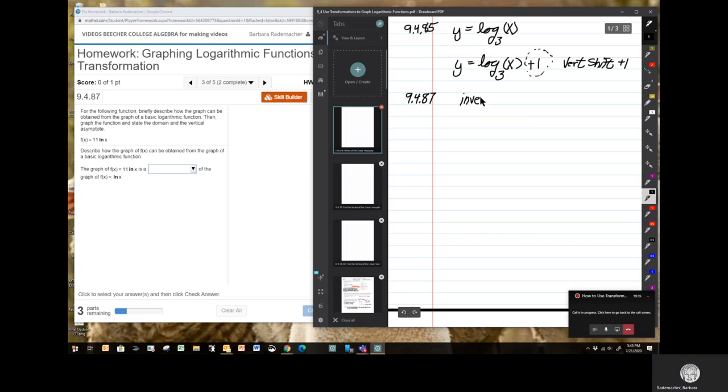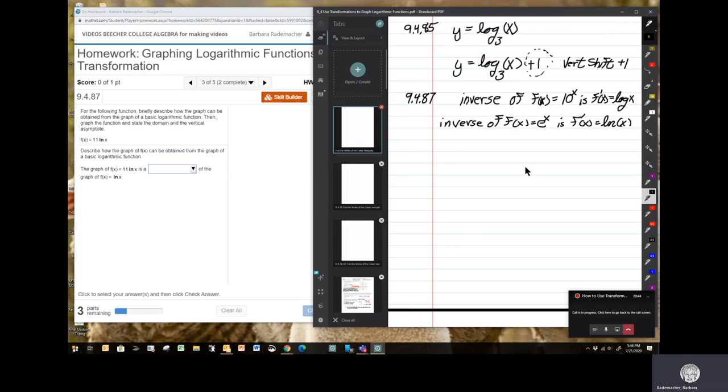The inverse of f of x equals 10 to the x is f prime of x equals log x, where the 10 base is understood. Now the inverse of f of x equals e to the x, e is a number that's about 2.7, is f prime of x, or g of x, or h of x, whatever you want to call it, equals the ln, the natural logarithm of x.